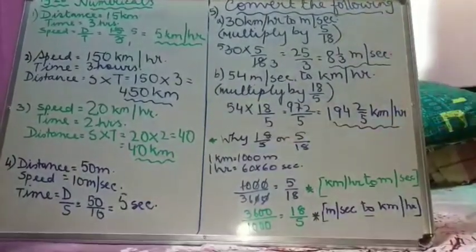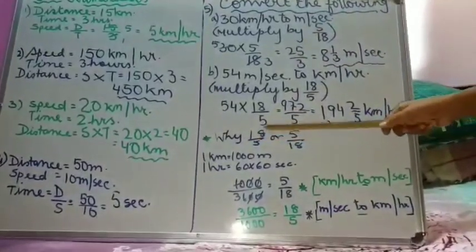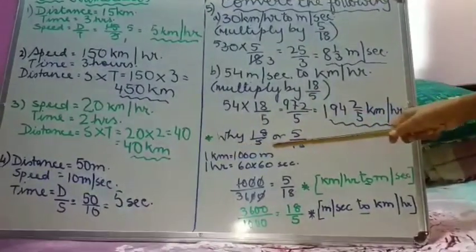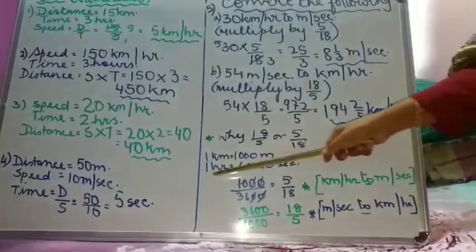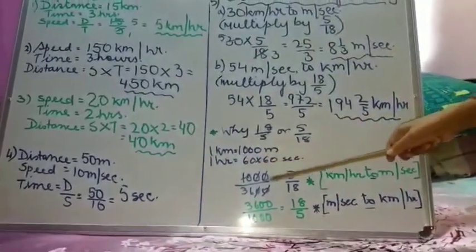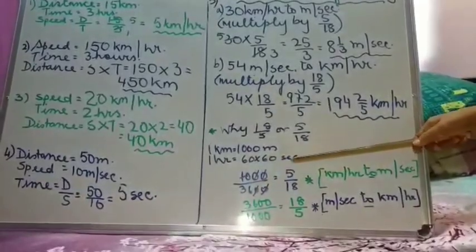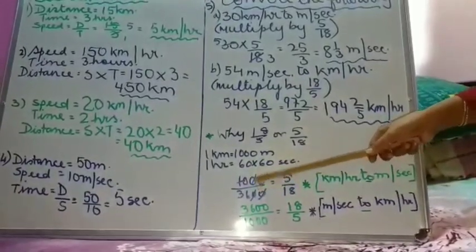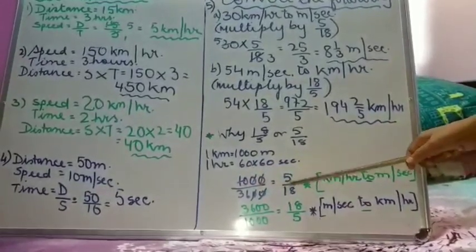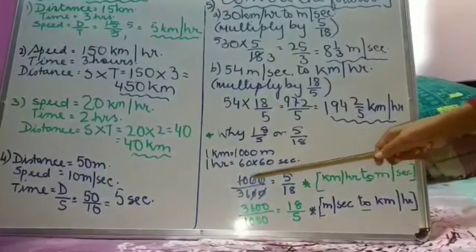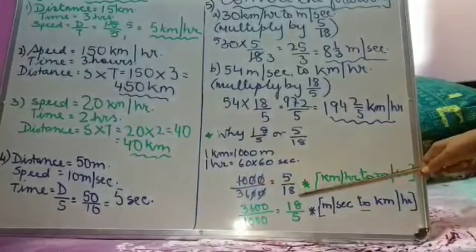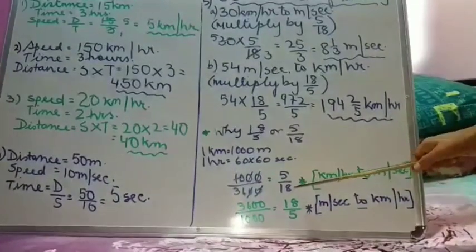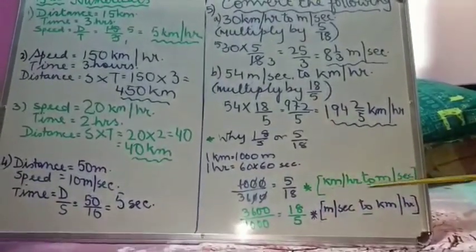Now let us see. I have to explain why we multiply by 18 by 5 or 5 by 18. 1 kilometer is equal to 1000 meter. 1 hour is equal to 60 into 60, that comes to 3600 seconds. So when I cancel the zeros, that comes to 5 by 18, because 5 2s are 10 and 2 5s are 10 and 2 18s are 36. That is kilometer per hour to meter per second. You have to multiply by 5 by 18, from higher unit to lower unit.